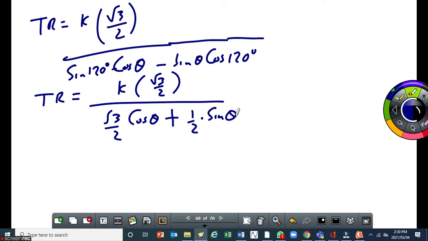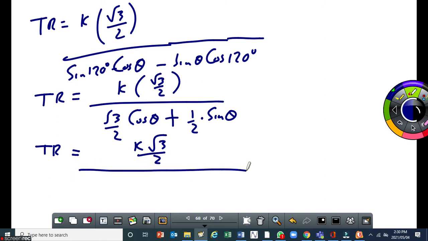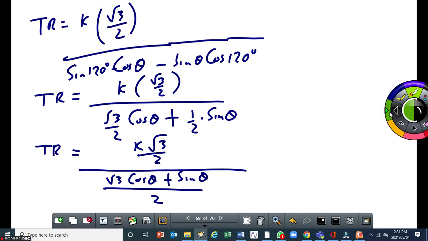Then from here, I need to simplify this. So I'll end up having TR equal to K times square root of 3 over 2, all over square root of 3 cos theta plus sine theta all over 2. I found the LCD. This is our main division line. Now I can introduce the division sign there. Just allow me to finish now.